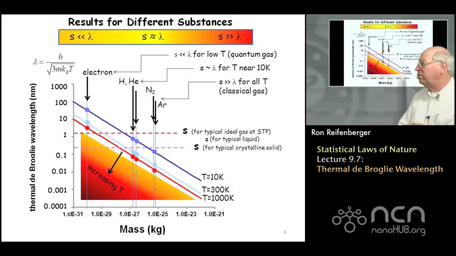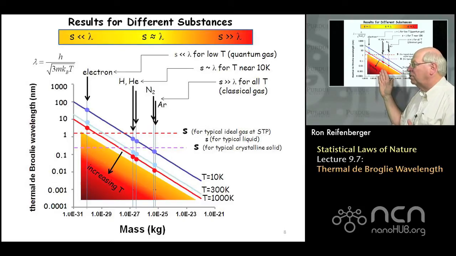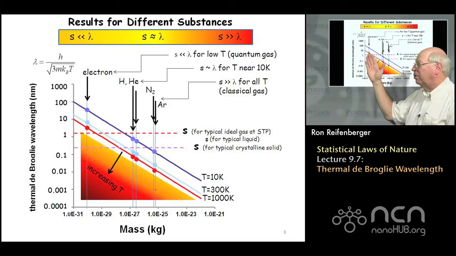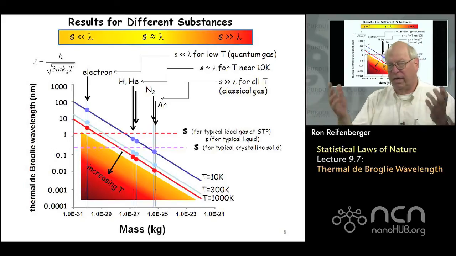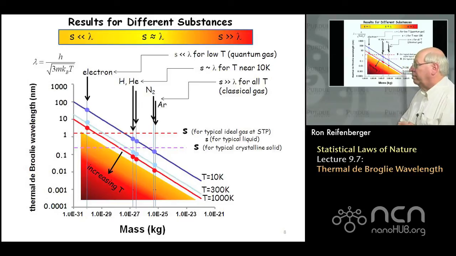And then you can start to put on this curve different atoms, different particles, and see whether for a given temperature that thermal de Broglie wavelength is greater or less than the typical separation distance S between those particles in, let's say, a solid or a liquid or a gas. We've already done the case of nitrogen, so let's review that very quickly.